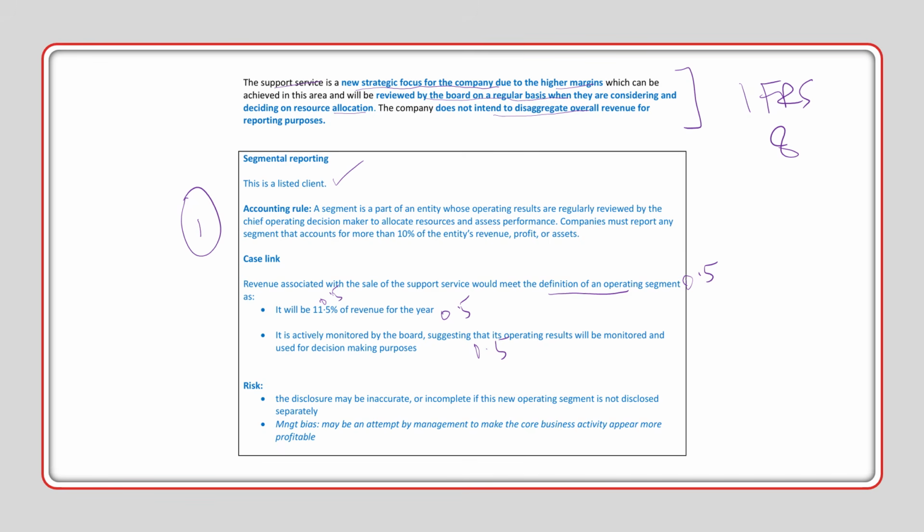The risk is that the disclosure might not be properly given and could be inadequate. And again, I get my professional skepticism mark for saying that they might be trying to hide the fact that their main activity is not doing well. So if I'm not showing this as a separate operating segment, the shareholders will think all of this is coming from the main activity, which is manufacturing and installation of turbines. So I'm now not saying there's management bias because it's listed. I am giving you a valid indicator for me to get this mark.